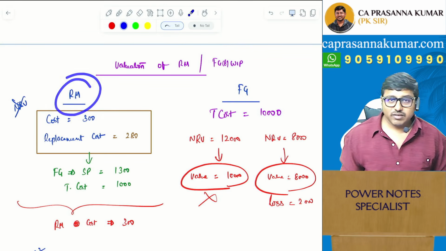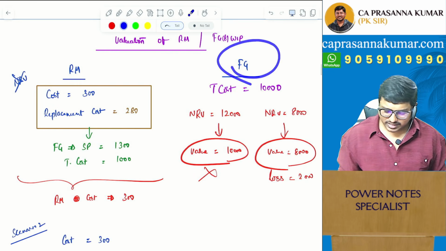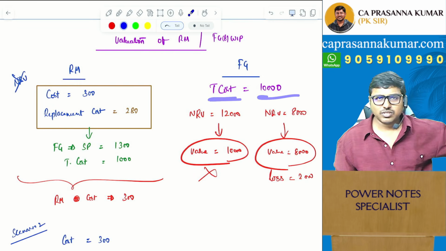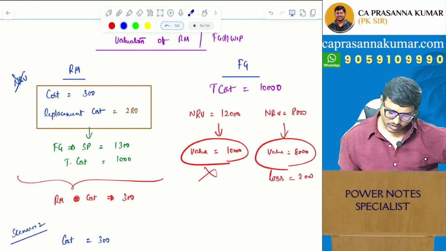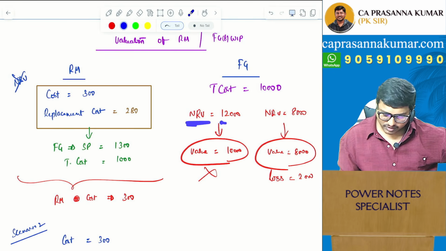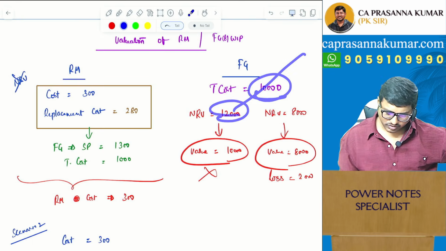So on one side I've got raw material, on another side I've got finished goods. Finished goods is very easy. Say for example, total cost is 10,000. What is the valuation? Cost or NRV, whichever is less. Your cost is 10,000. Let's say NRV is 12,000. That will be given in the question. So 12,000 or 10,000, whichever is less. So your value will be 10,000.